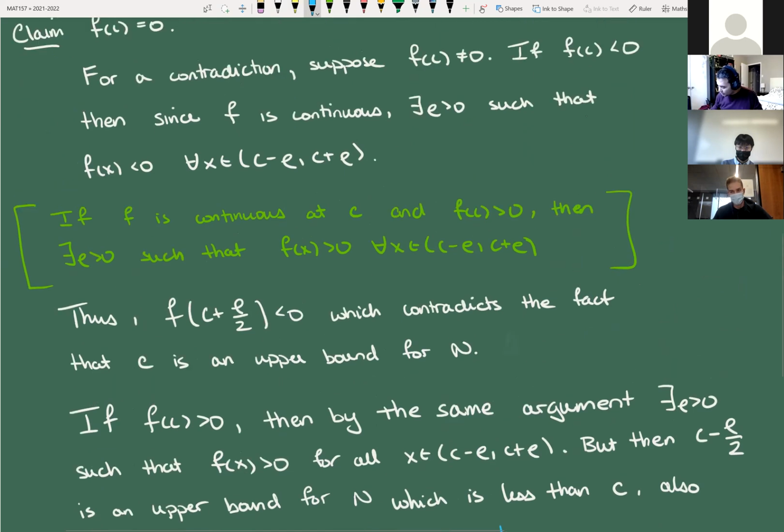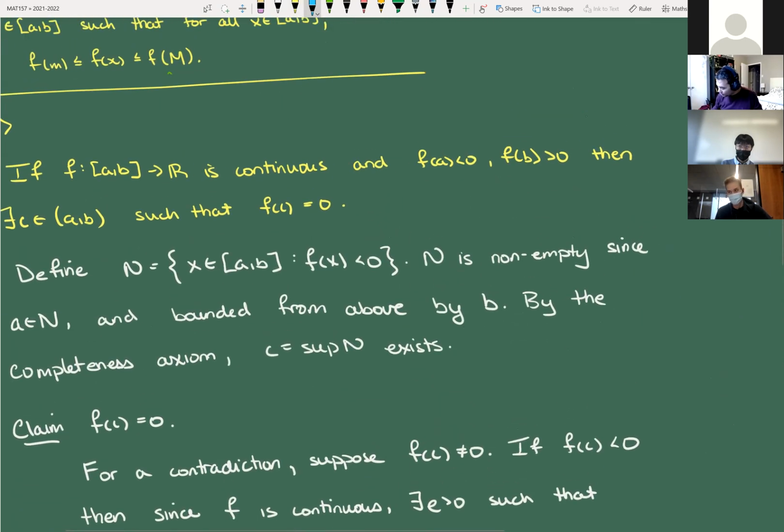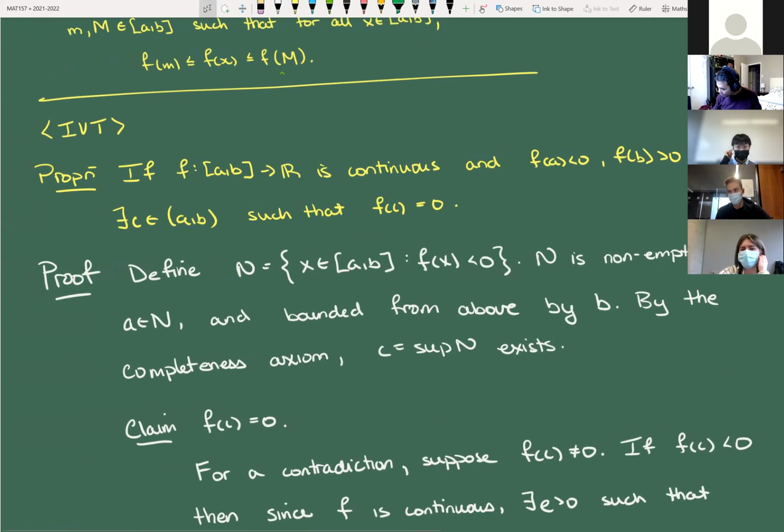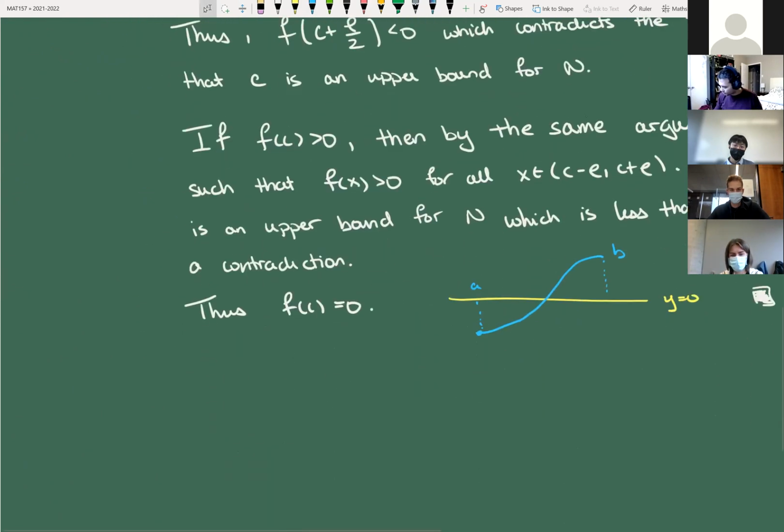Why does a belong to n? So in the hypothesis, we knew that f of a was less than 0. And n is the collection of points where f of x is less than 0. So yeah, a is in there, right? It is one of the points which makes f negative. Otherwise, if you started with a function that was everywhere above the x-axis, then this set would actually be empty and this proof wouldn't work. So it's critical that we actually knew that we started beneath 0, in order to make sure that the set was not empty. Okay.